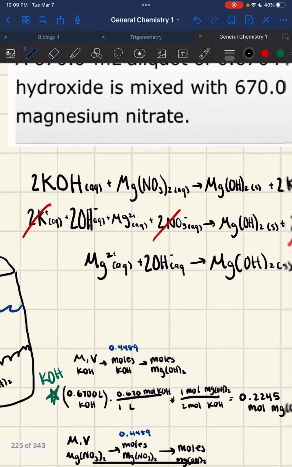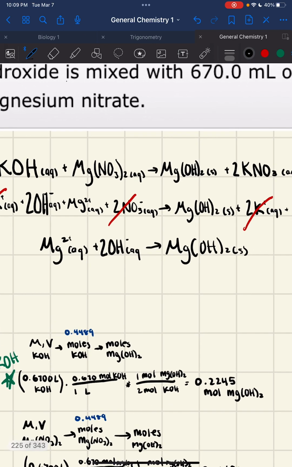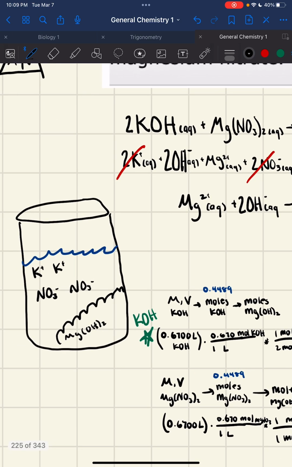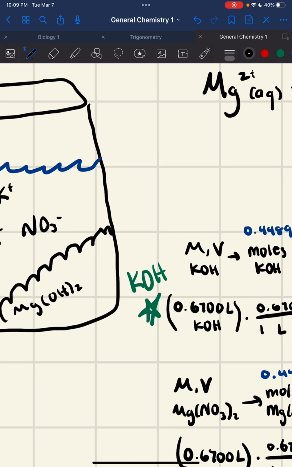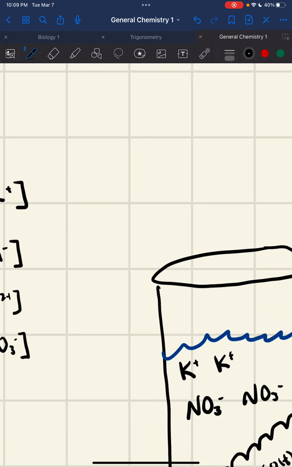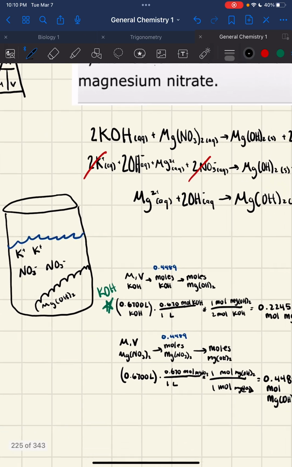Considering that we've identified that K is our spectating ion, we only have our hydroxide left. We already know that we have spectator ions, but our hydroxide has been all used up. So therefore, your hydroxide is gone. So we can say the hydroxide is net zero because it's all been absorbed in that precipitate. All right, moving on.